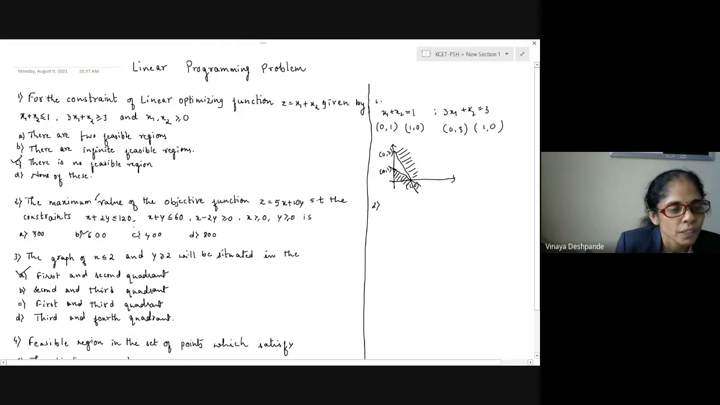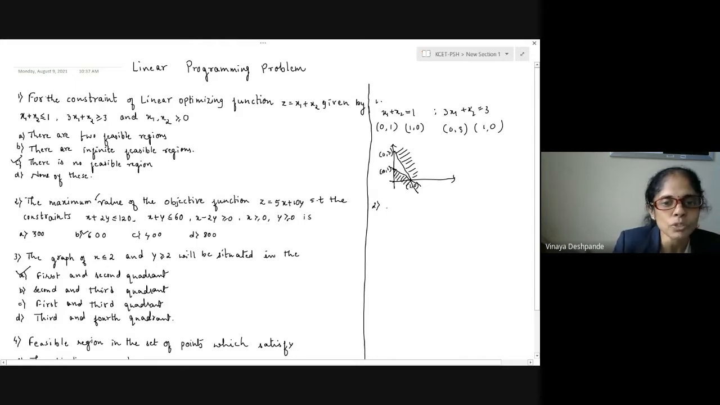Again we have to solve the constraints. Plot the graph and identify the feasible region. Then we substitute the corner points in the objective function. You will get the maximum optimum solution.